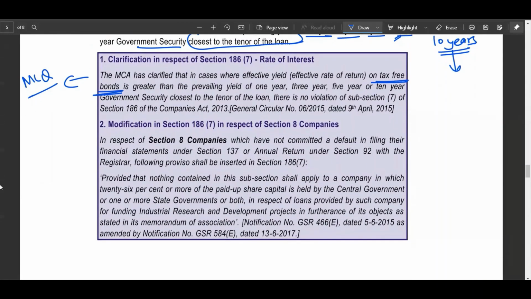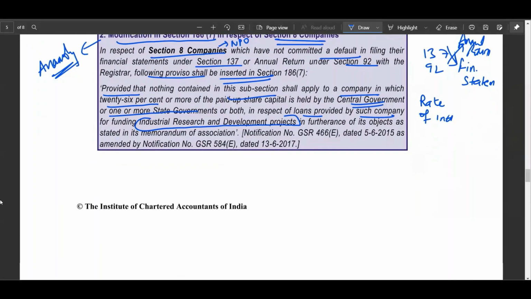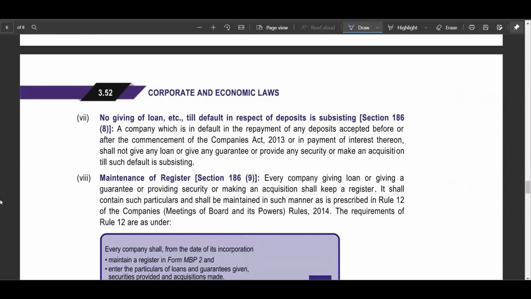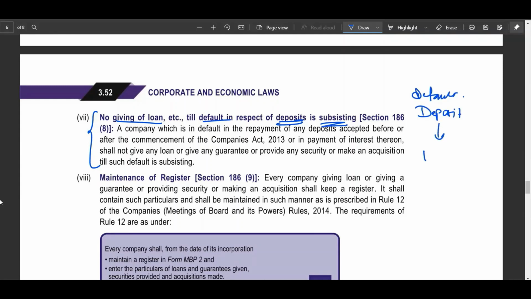All right, so yeah, there is a modification in section number 186 subsection 7 in respect of section 8 companies. It says that this is an anomaly, very difficult to be asked in a question, but you cannot ignore that. All right, so yeah, another part is about no giving of loans etc. till default in respect of deposits is subsisting. If there is any default in deposits, then loan cannot be given.